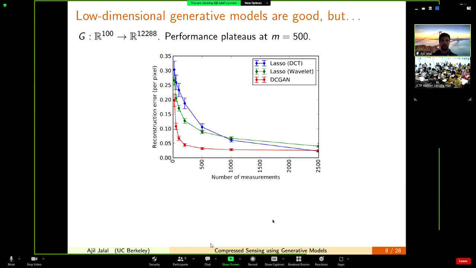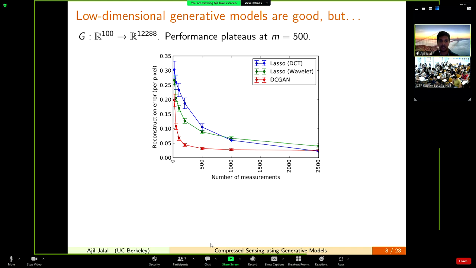Right. So low-dimensional generative models are good because they allow you to prove theorems that are very analogous to what we find in sparsity. But empirically, when we run them, we find this very interesting phenomenon where we trained a generative model that goes from a 100-dimensional space to like a 12,000-dimensional space. And the y-axis here shows you the reconstruction error between the estimated image and the true image. And the x-axis shows you how many measurements each algorithm was given.